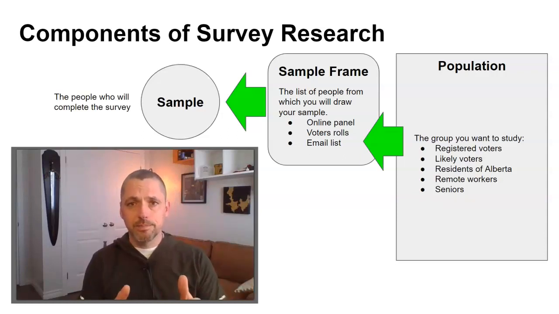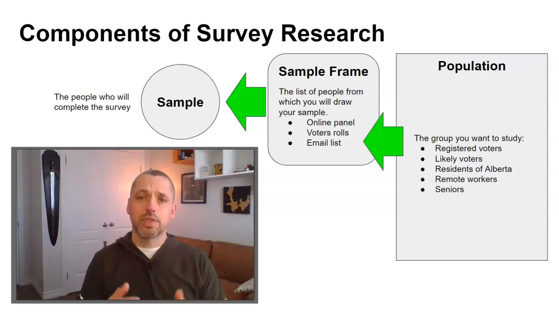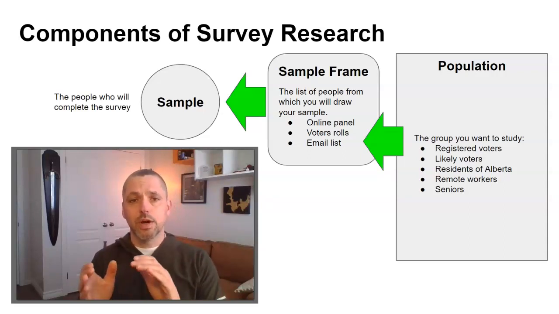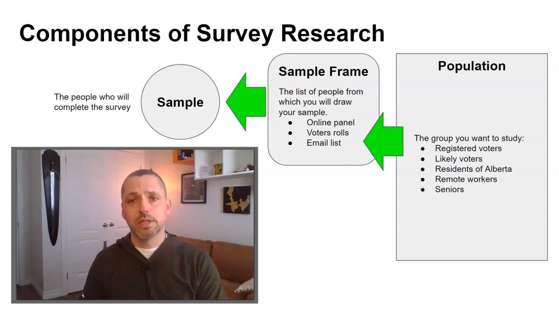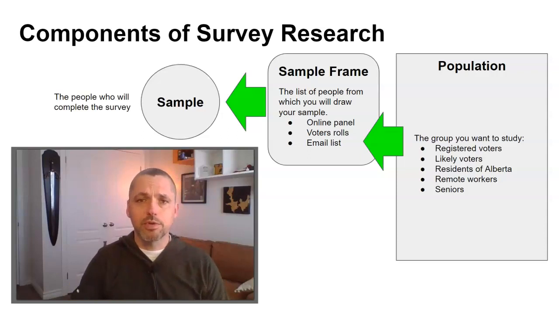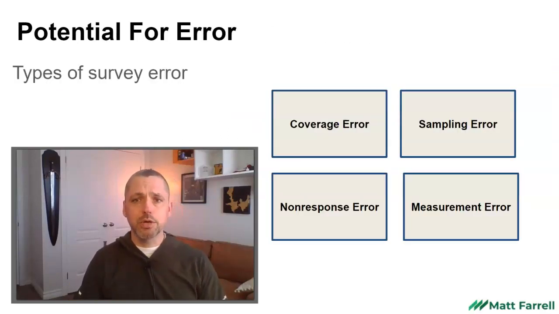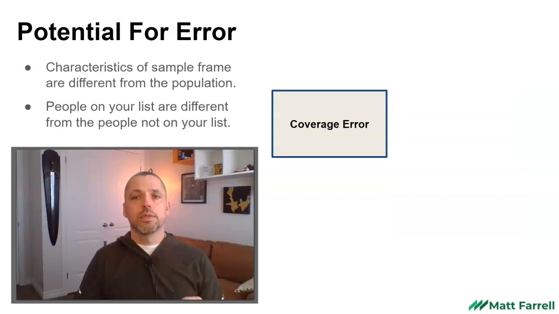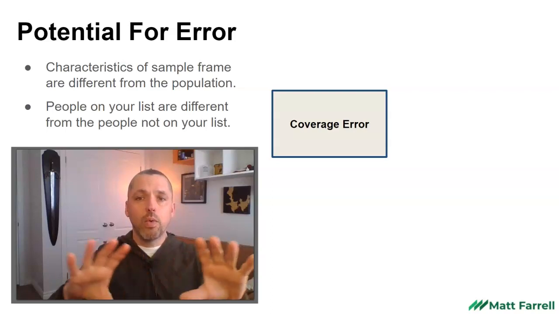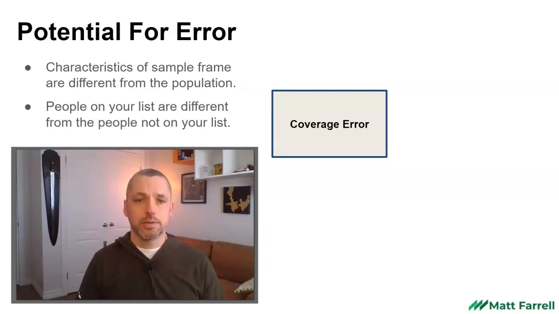A lot of different steps, and there's a lot of different potential for things to go wrong. There's the potential for error that might produce a result in our survey that really isn't representative of our population. We're going to look at a few different types of error. Generally, survey error can be broken down into 4 categories: coverage error, sampling error, non-response error, and measurement error. We're going to look at each one of those in turn. We'll start with coverage error. When we're talking about coverage error, we want to think about how well we are covering our population.